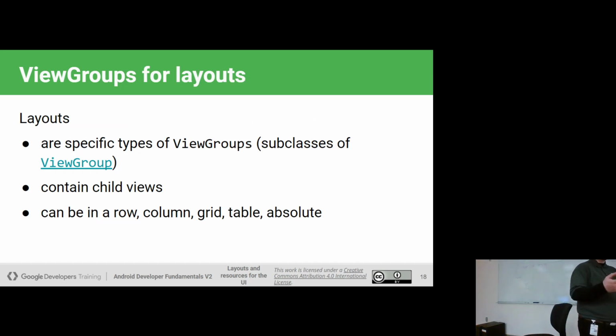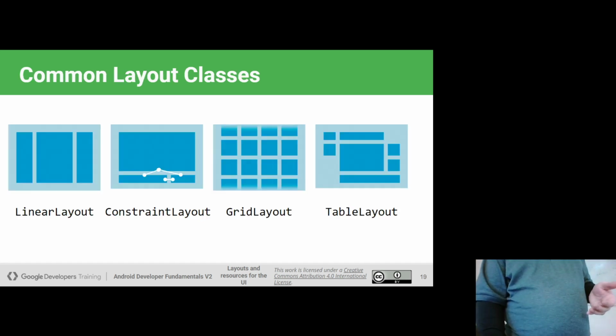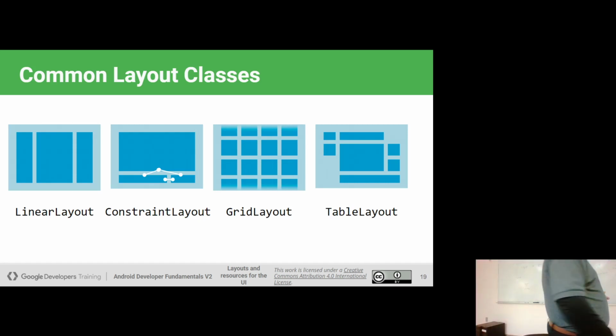So layouts. Layouts are a specific kind of view group. All the layouts are a subclass of view group. They can contain child views. There's a bunch of different ways that they can represent how the layouts are rendered. So for instance, a linear layout is going to render them in a line, either a horizontal line or a vertical line. Constraint layout, you can basically do anything you want. We just connect things to each other, and you can actually pretty much build anything using that constraint layout.